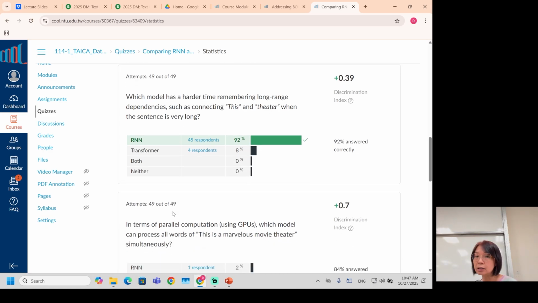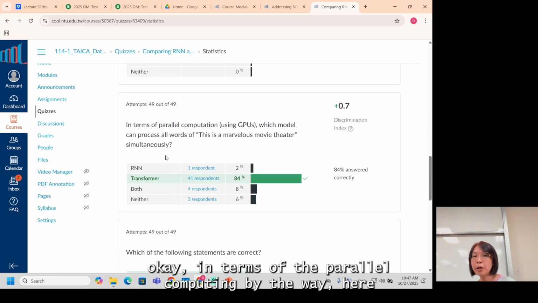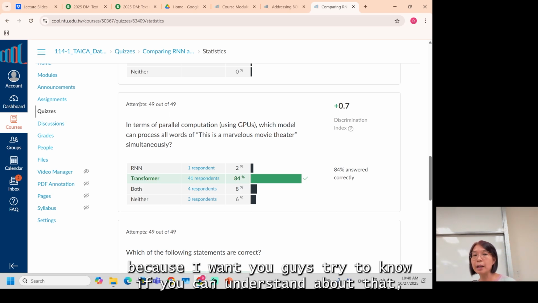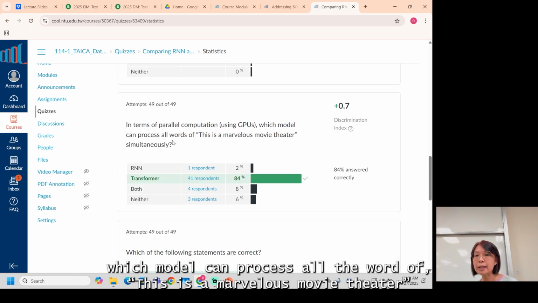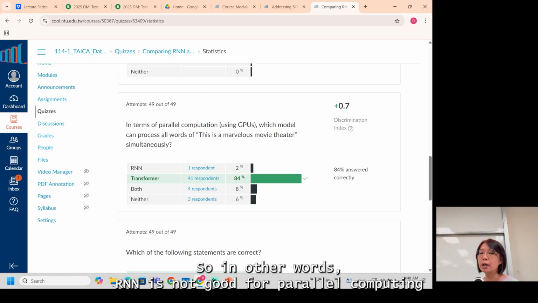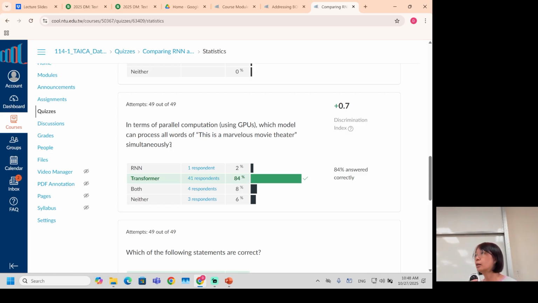That is RNN. Okay. In terms of parallel computing, by the way, here is something that we did not talk about in our class because I want you to try to see if you can understand it. Which model can process all the words of this is a marvelous movie theater simultaneously? The answer is transformer. Okay, so in other words, RNN is not good for parallel computing.